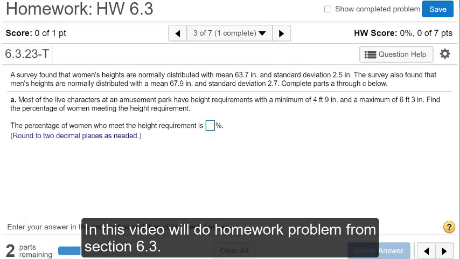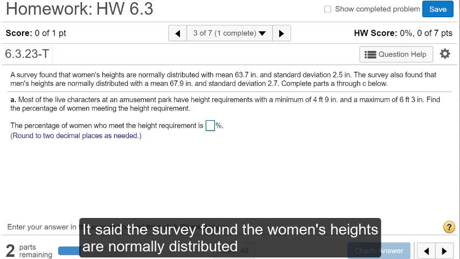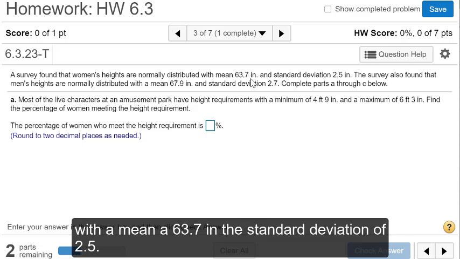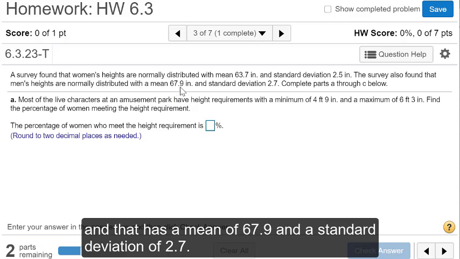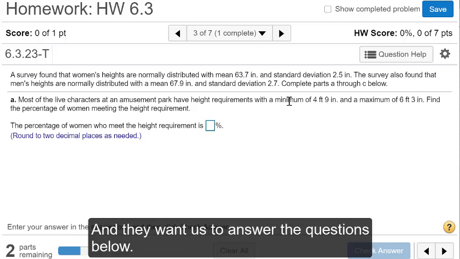In this video we will do a homework problem from section 6.3. It said that a survey found that women's heights are normally distributed with a mean of 63.7 and a standard deviation of 2.5. The survey also found that men's heights are normally distributed, and that has a mean of 67.9 and a standard deviation of 2.7. And they want us to answer the questions below.